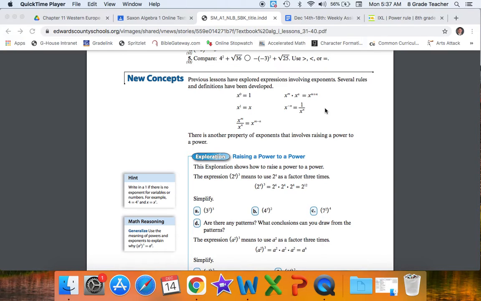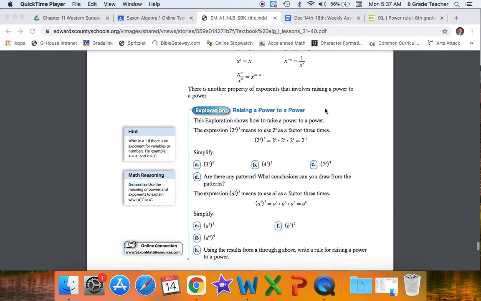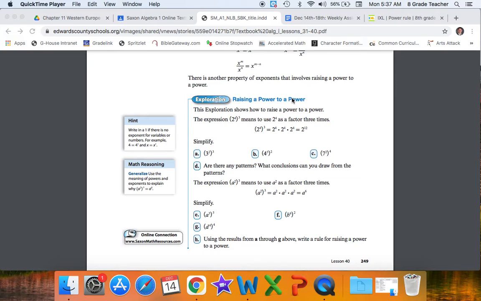Those are all the different properties of exponents that we've learned so far, and today we're going to learn about a new property called power to a power, or the power rule in exponents. In our exploration today, you're raising a power to a power, which means that you're taking what is inside the parentheses here and you're going to apply the exponent to everything that's inside. So here's how it's written out.